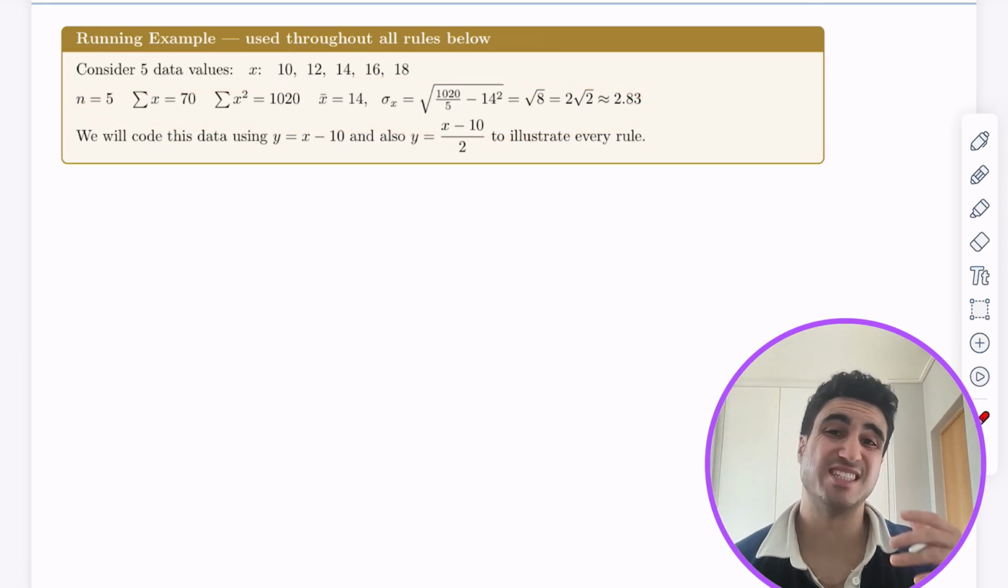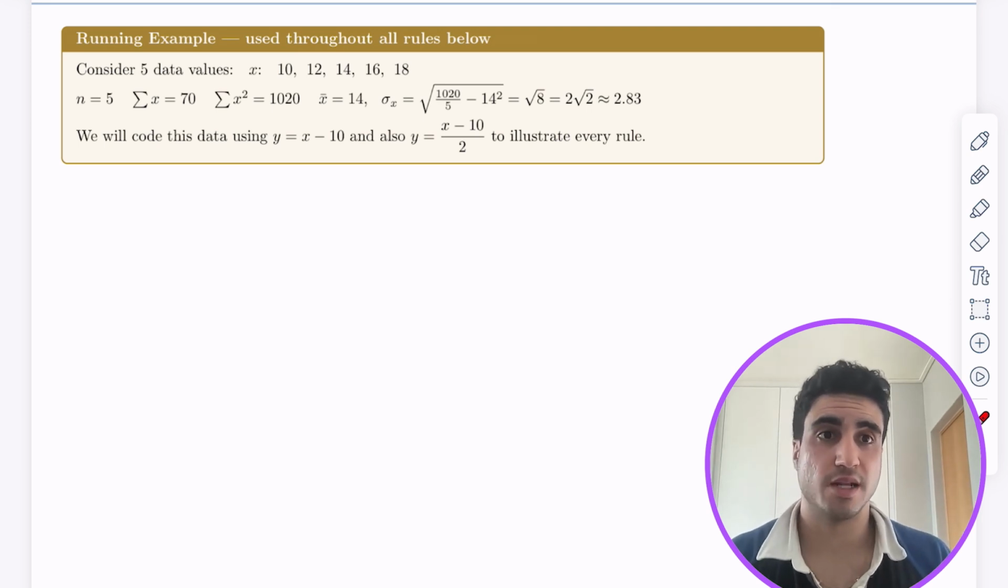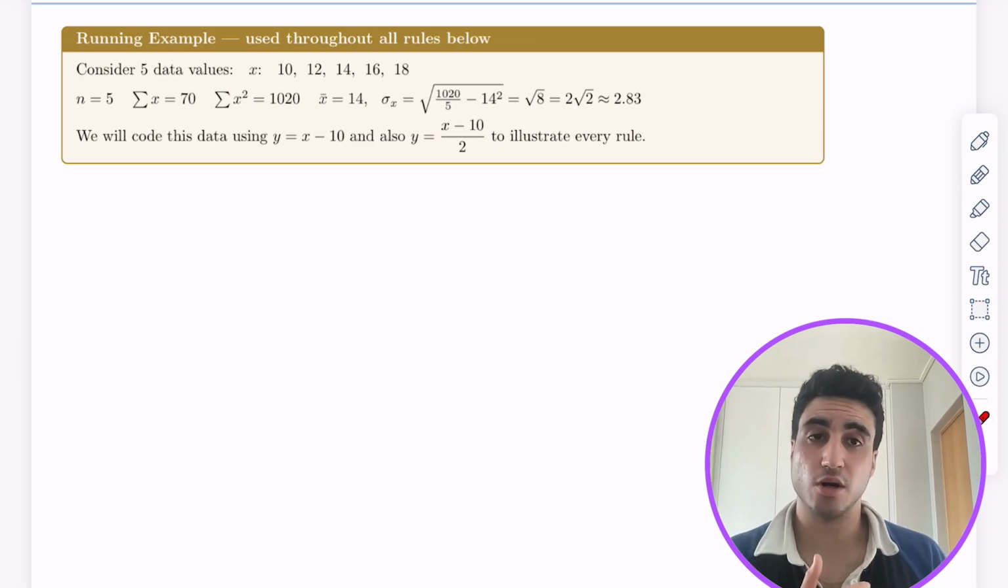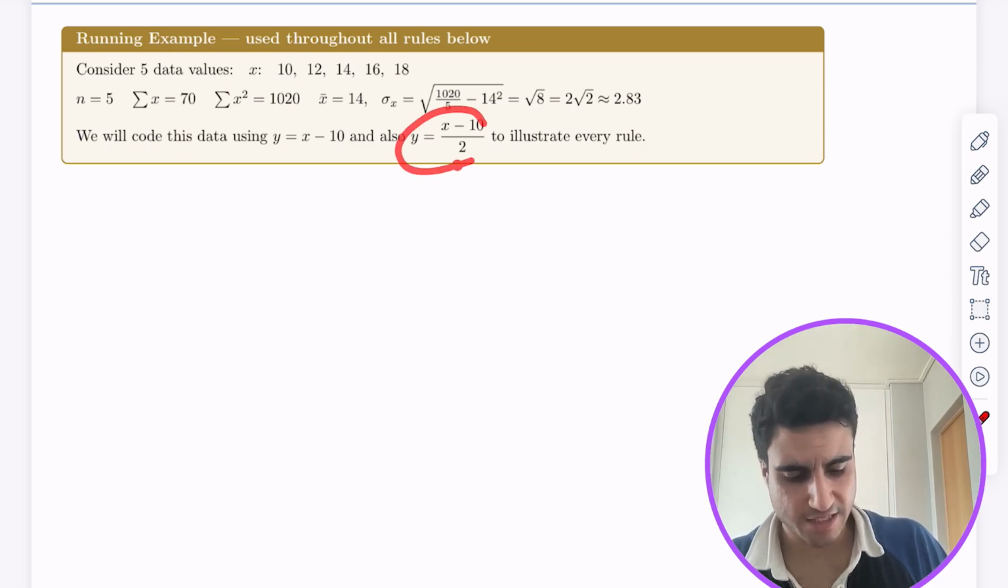Now again, I must stress this is not an exam style question. This is simply to get an intuitive understanding behind the rules that are going to help us decipher the harder questions when they come to us. This is just for intuition, really. So this time we're shifting and scaling.